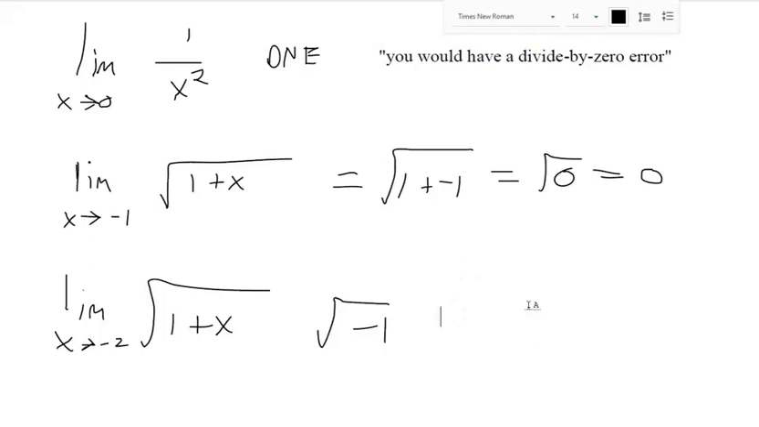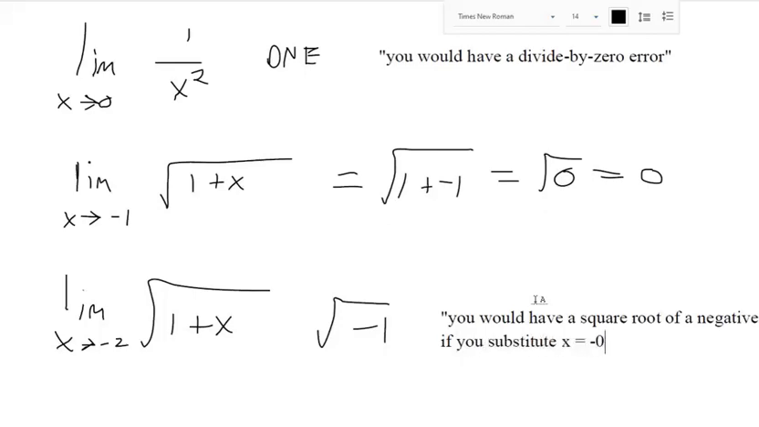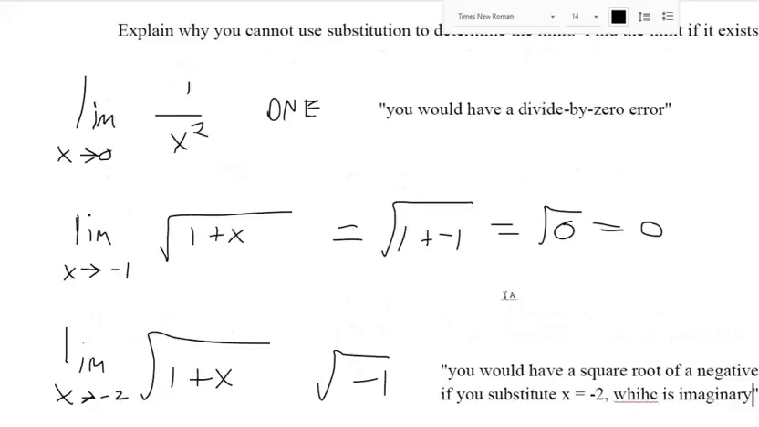And the world is different in imaginary land. So you would have a square root of a negative if you substitute x was -2. Okay, and that would be imaginary. So you could say, which is imaginary. But for my class, I'm not looking for a lot of details past that.